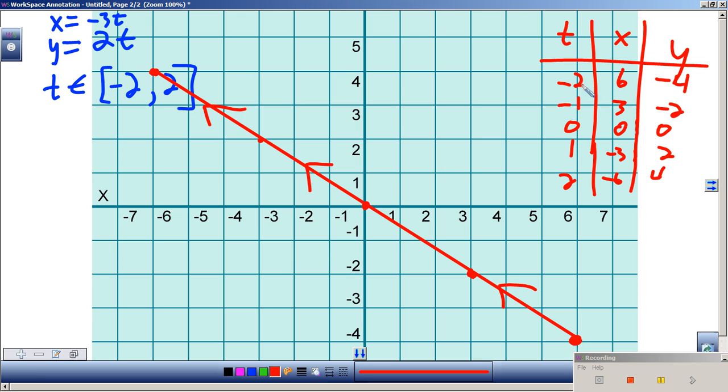We went from t equals -2 to -1. So we went from the lowest value of t to the highest value of t. Remember, right here is our lowest value of t, which generated this point. And so we went from low to high for t until we got this one. Does that make sense? Okay.